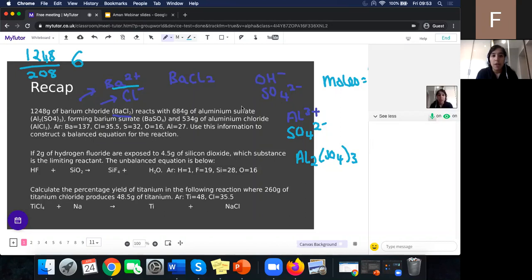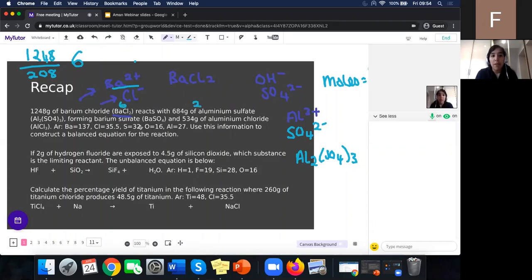Okay, so the MR of aluminium sulfate. So someone's saying 342. Does everyone agree with that? Is the MR of aluminium sulfate 342? Yep, okay, great. So if it's 342 then, what is the number of moles then? So the mass of aluminium sulfate is 684. We divide by the MR, 342. So 684 divided by 342, that's nice and easy. That's going to give us 2. So there are 6 moles of barium chloride, 2 moles of aluminium sulfate.